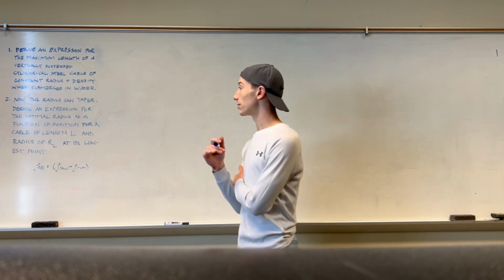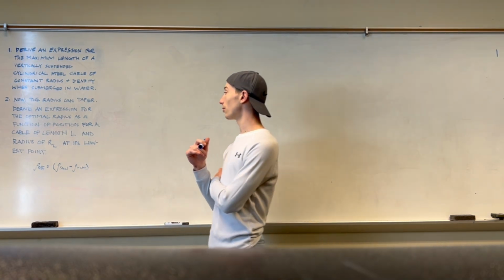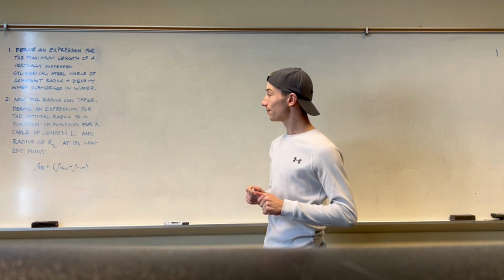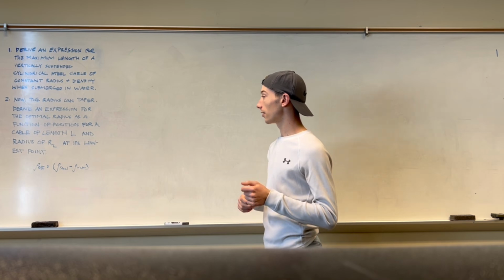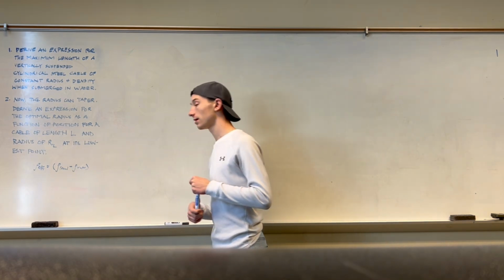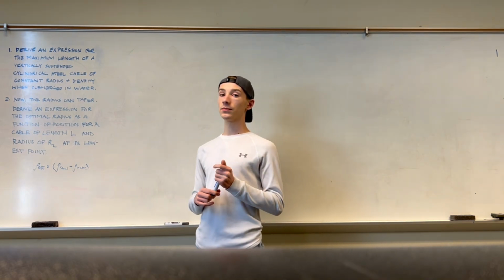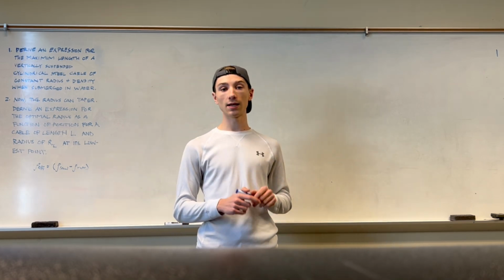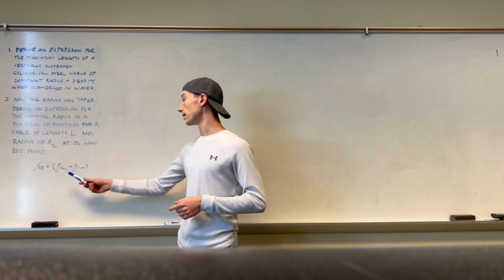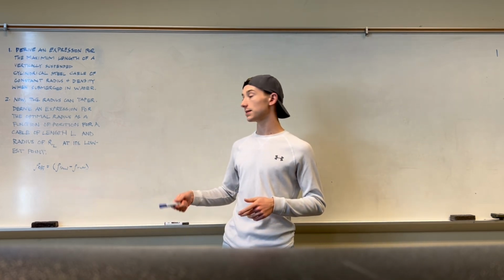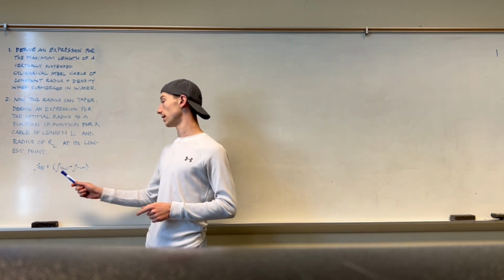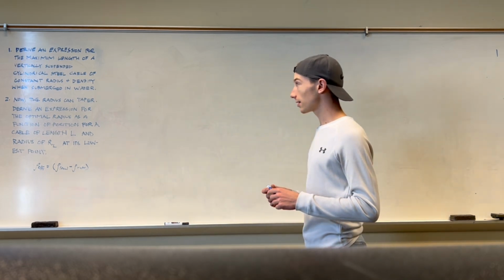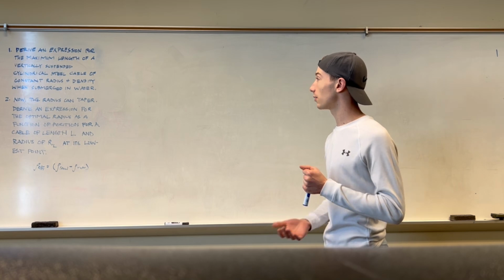The radius can taper. Derive an expression for the optimal radius as a function of position for a cable of length L and radius r sub L at its lowest point. We're also given for this problem that the effective density of our steel cable underwater is the density of steel itself minus the density of water. So we're going to be using this and implementing it in our equations here. All right, let's get started with number 1. Derive an expression for that maximum length.